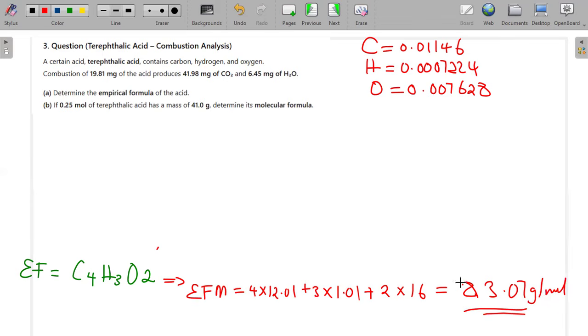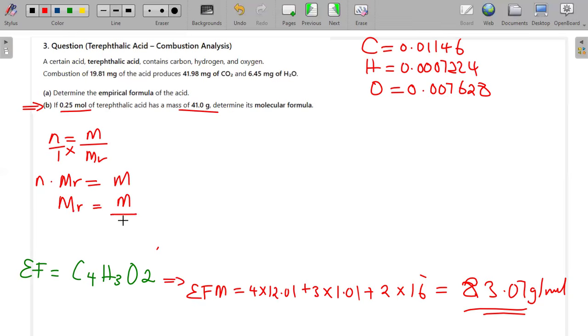Now I just have to divide the molar mass by this. But look at part B. They haven't given us the molar mass directly. They've given us information that can help us find it: the moles and the mass. We know that moles is equal to mass over molar mass. Cross multiplying, moles multiplied by molar mass is equal to mass. But I just want the molar mass, so it will be the mass over the moles.